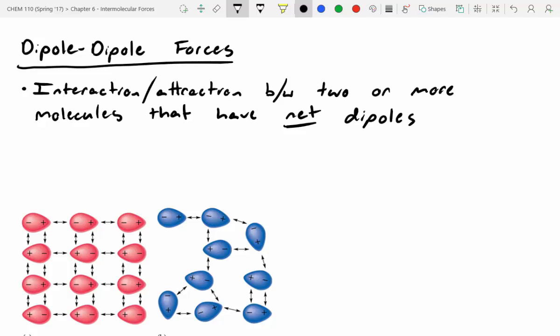So let's take a look at some diagrams down here. On the left, I've got a solid. And you can tell it's a solid because it's stacked in a really ordered arrangement. And on the right, what do you think that's probably going to be? Liquid. It's a lot less ordered. The molecules are probably going to flow a lot more freely.